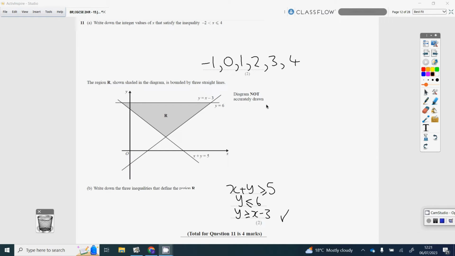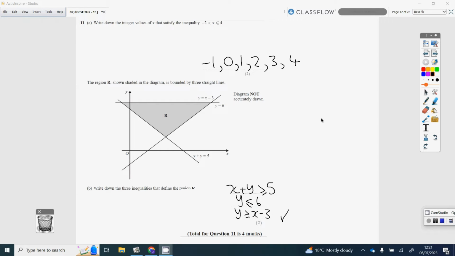Question 11. So reading from the center, we want all the integers, that's whole numbers that are greater than -2, but at the same time are less than or equal to 4. So that's -1, 0, 1, 2, 3, 4.